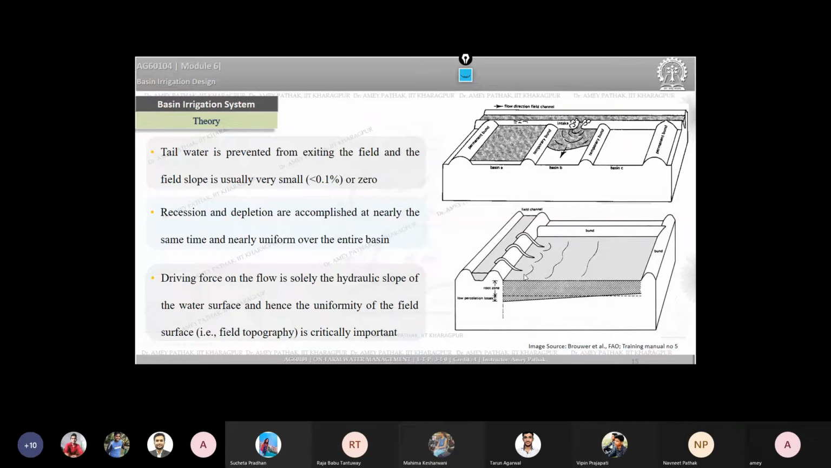Basic aspects of the basin irrigation system. Now we talk about the driving force. The driving force that drives the flow from this end to this end is basically the hydraulic slope of the water surface. What is meant by hydraulic slope of the water surface?